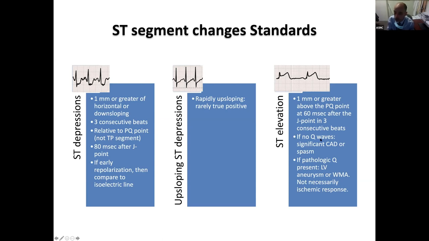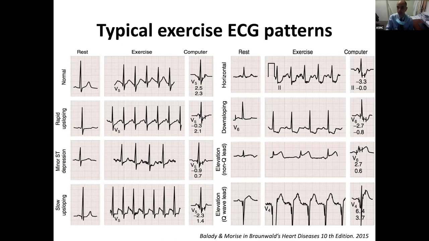So if you have no Q waves, these ST segments are relevant for either significant coronary artery disease, usually a marker of transmural ischemia, and or coronary artery spasms. If you have underlying Q waves, this ST segment elevation might represent either an LV aneurysm or underlying wall motion abnormalities. They're not necessarily an ischemic response.